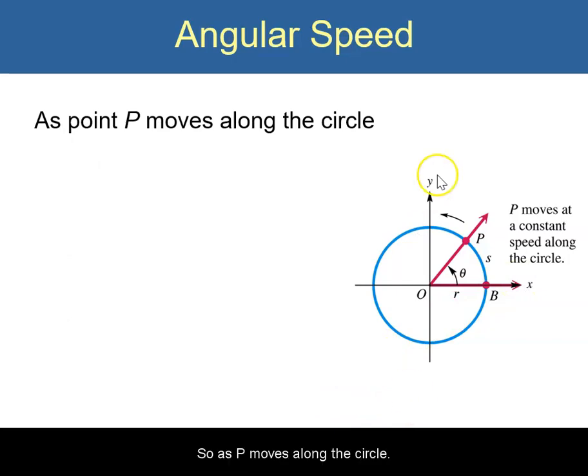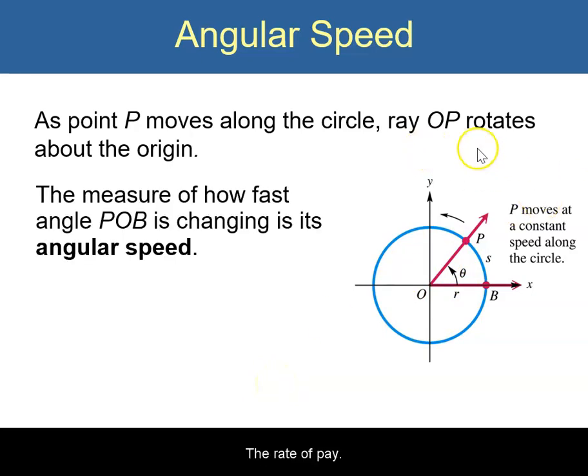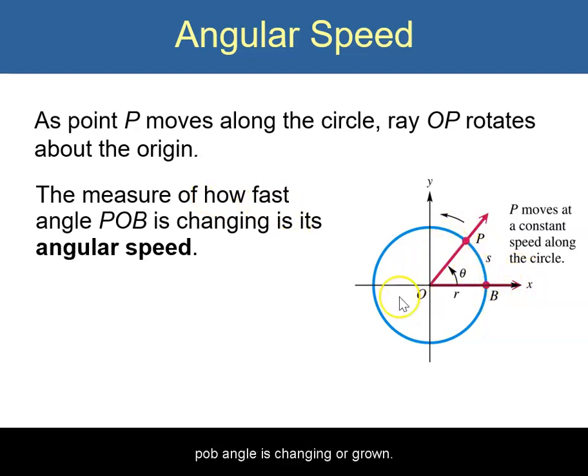So as P moves along the circle, it's creating an angle theta, right? And so if P is moving at a constant speed, then your angle is changing at a constant speed as well. So the rate at which your angle changes is called the angular speed. The rate at which P changes is your linear speed. So linear speed is for the point along the circumference, and angular speed is the speed at which the angle is going. So the rate OP rotates around the origin, the measure of how fast this angle POB is changing or growing, is your angular speed.